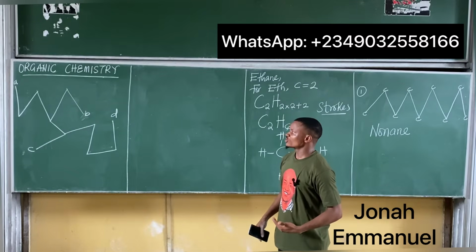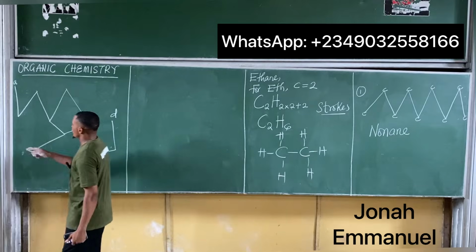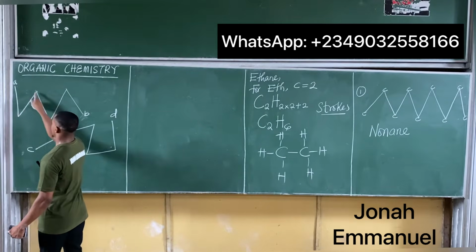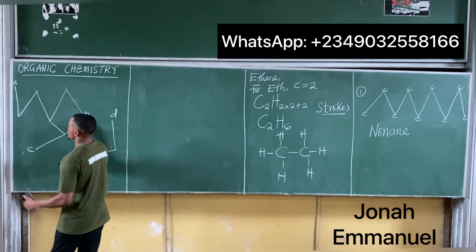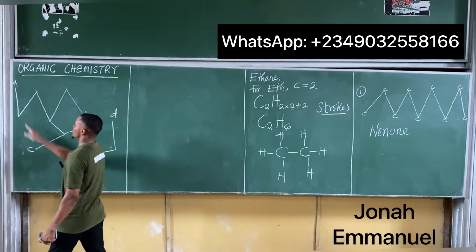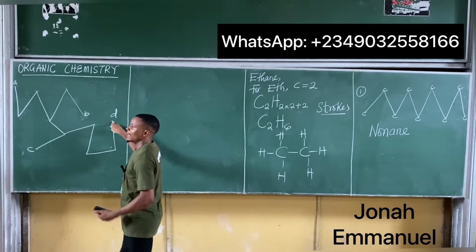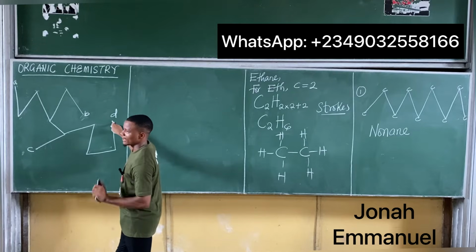Please check. Longest continuous carbon chain from where to where? From A to D, obviously. From A to B is 1, 2, 3, 4, 5, 6. A to C is 1, 2, 3, 4, 5, 6. Same thing. A to D, 1, 2, 3, 4, 5, 6, 7, 8, 9. I don't think any of them is longer.